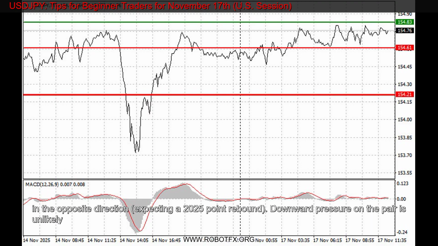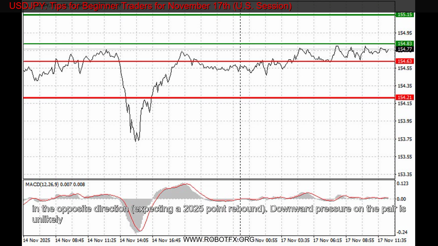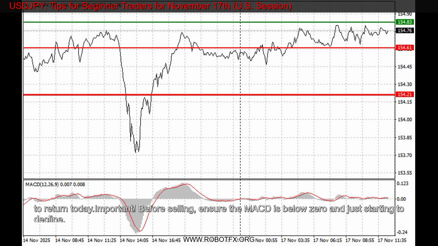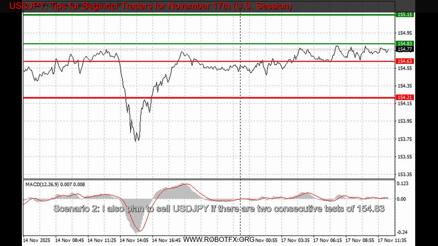Scenario 2: I also plan to sell USDJPY if there are two consecutive tests of 154.83 while the MACD is in the overbought area. This will limit the pair's upward potential and trigger a reversal downward. A decline toward the opposing levels 154.63 and 154.21 can be expected.